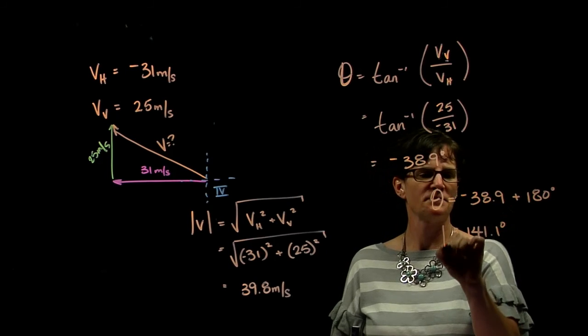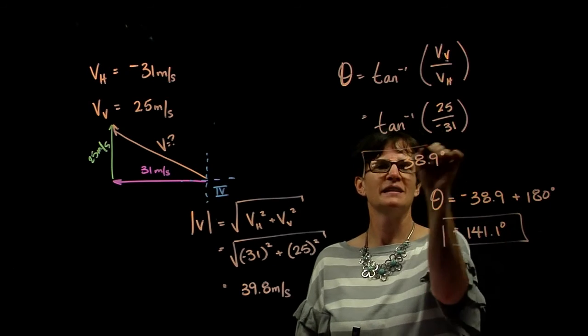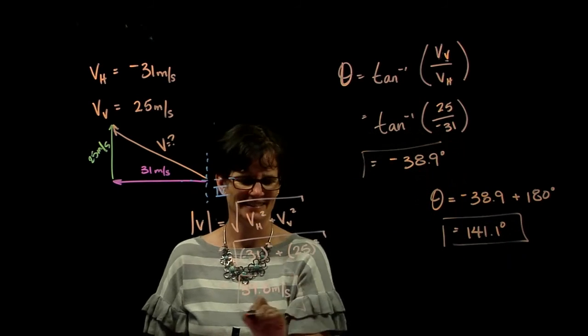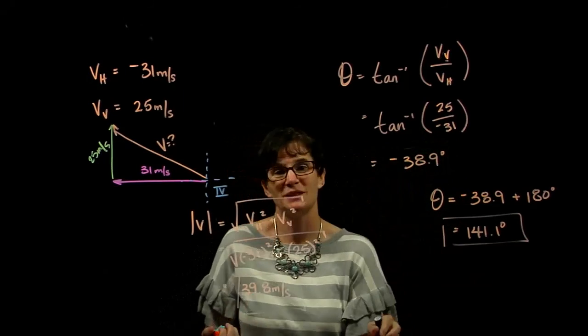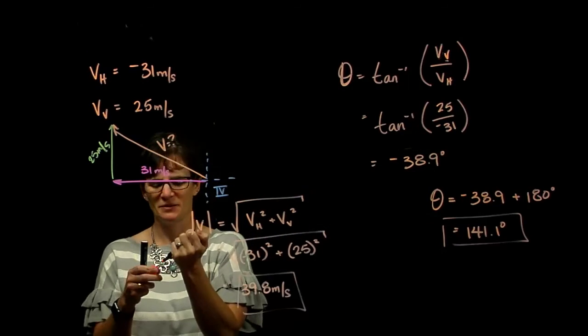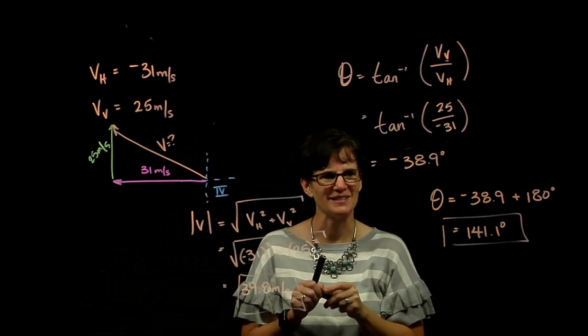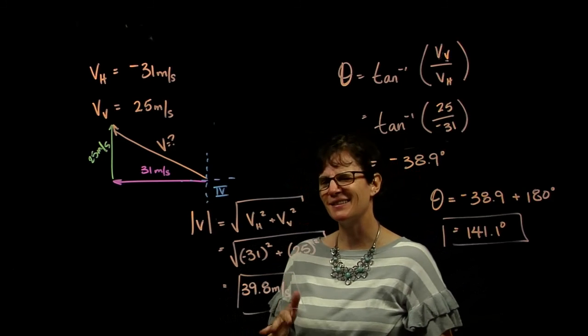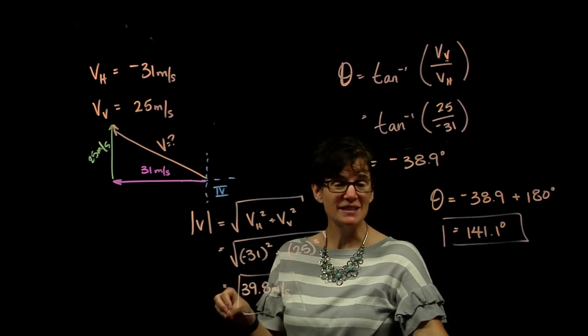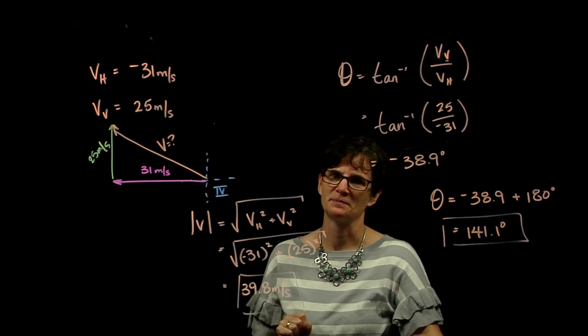And that gives us 141.1 degrees. So, does that make sense? Well, yeah, because that's in the second quadrant, which is exactly where my vector lies. All right, so keep in mind your calculator sometimes gives you information that's a little suspicious. You have to look at the physics to decide the proper answer. Good job.